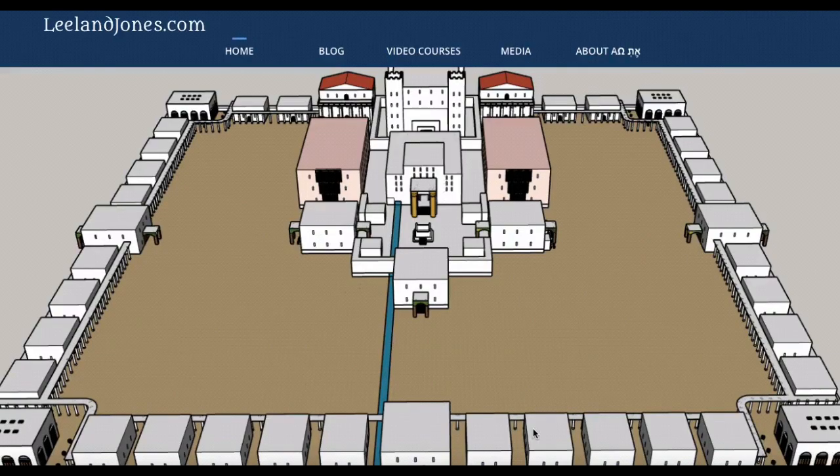The temple, this is on the main page, leelandjones.com. This is where you'll find links to the videos and a link to our 3D model. And here you can see our temple complex and the orientation of what we call the 30 chambers, which are these in the outer court and their corresponding pillars.